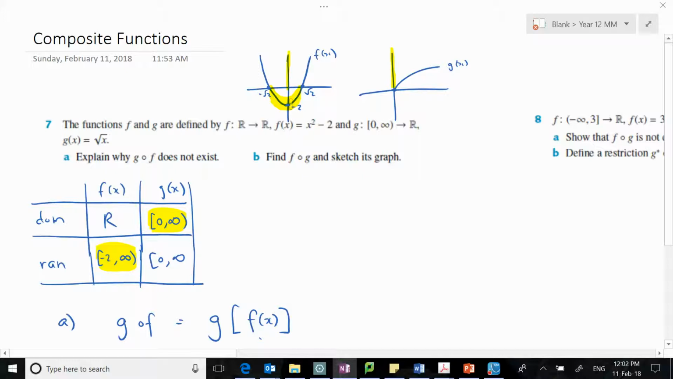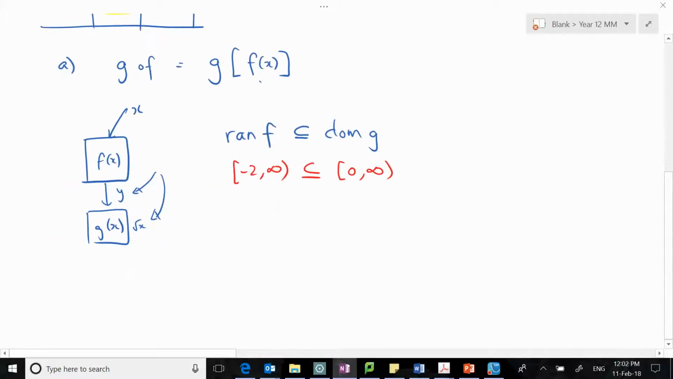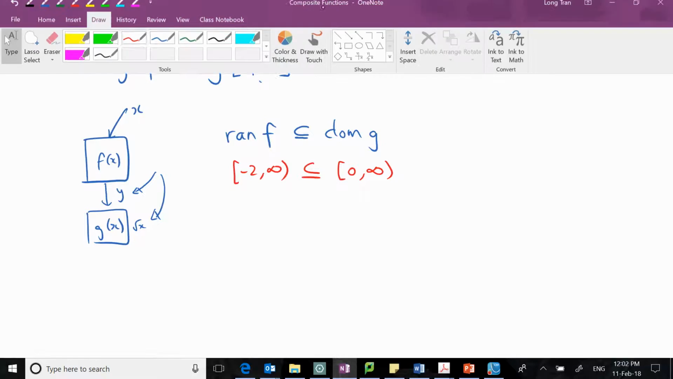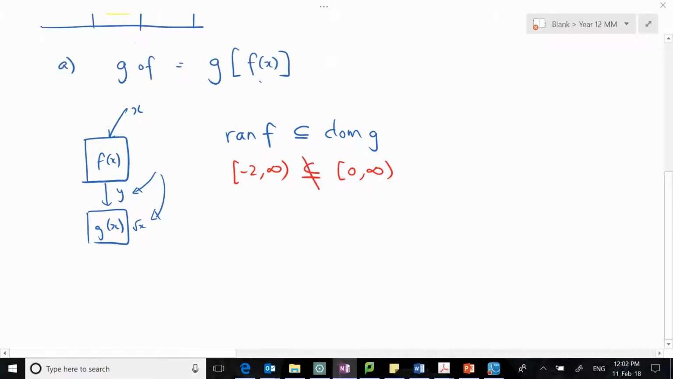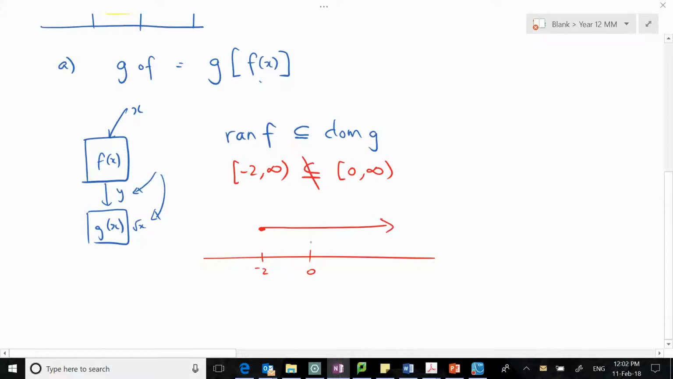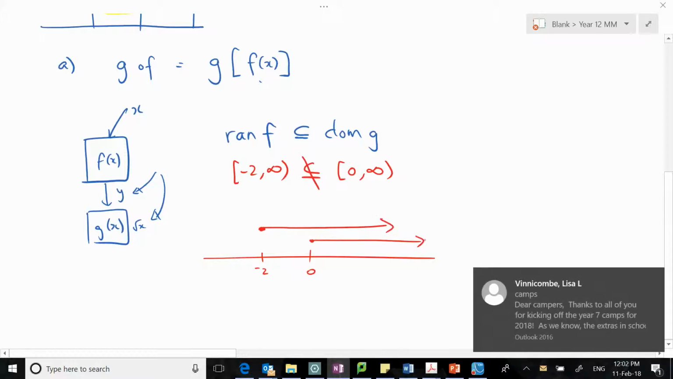The question is just saying, is it defined or is it not? And clearly right here, you know that they don't fit. Okay, so that is not a subset. That's not a subset of 0 to infinity. As you can see, if you draw a number line, it also makes sense as well. Negative 2 to infinity would be like that, and then 0 to infinity is like that. Clearly, this line doesn't fit into this.